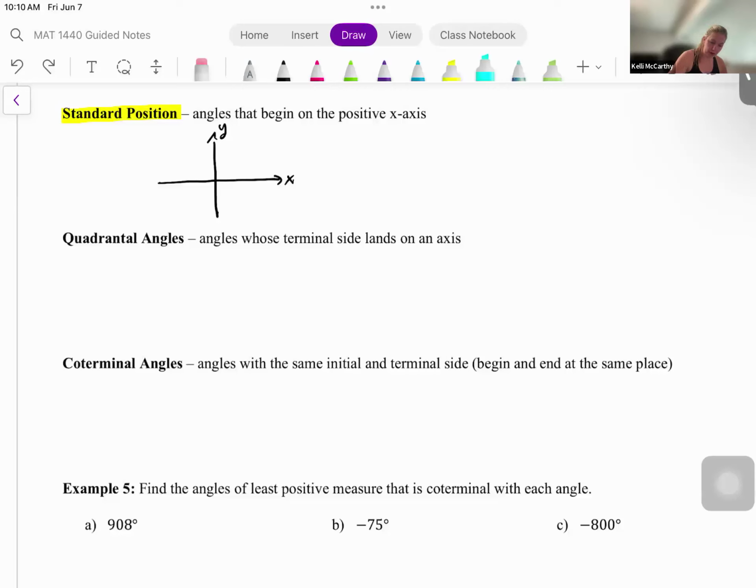Now, if we measure from our positive x-axis and go counterclockwise, then we have theta that is positive. If I go clockwise, and I maybe misspoke, so when we go counterclockwise, we get that positive angle. When we go clockwise and measuring from that positive x-axis, that's where we have an angle that is of negative measure.